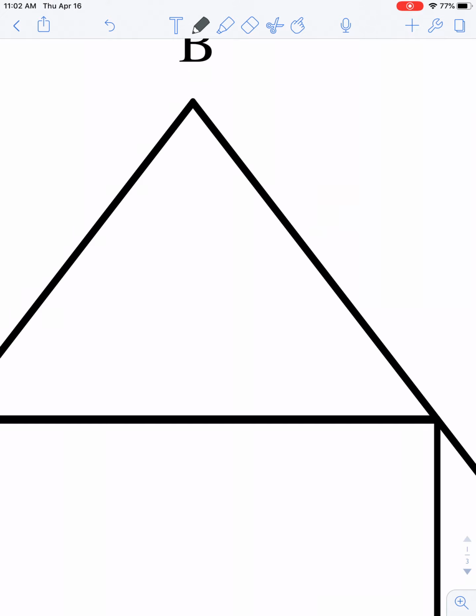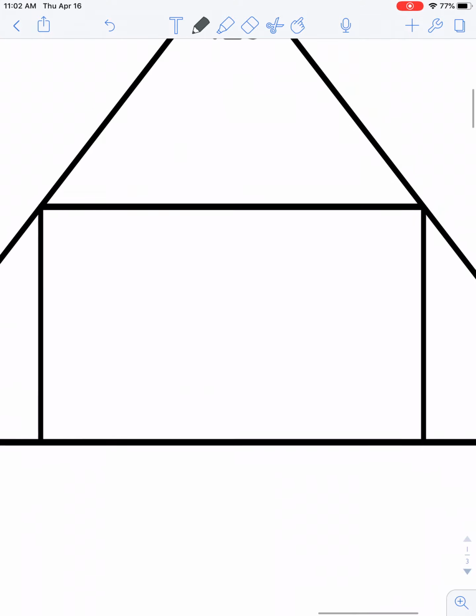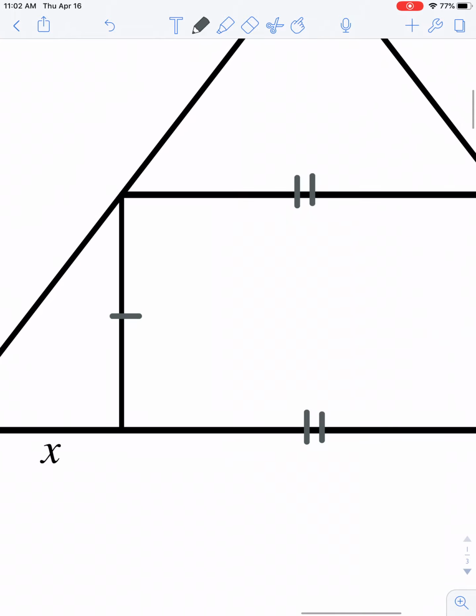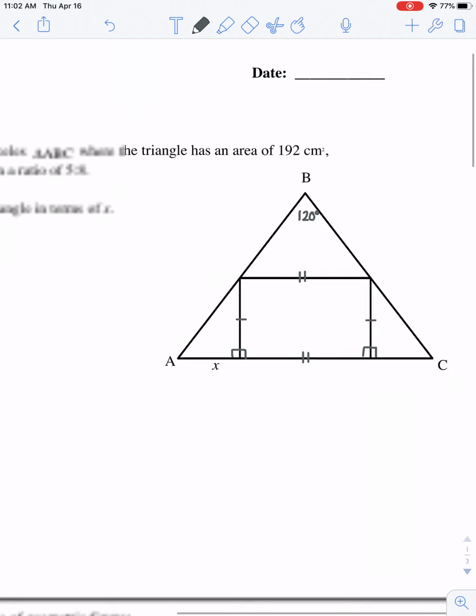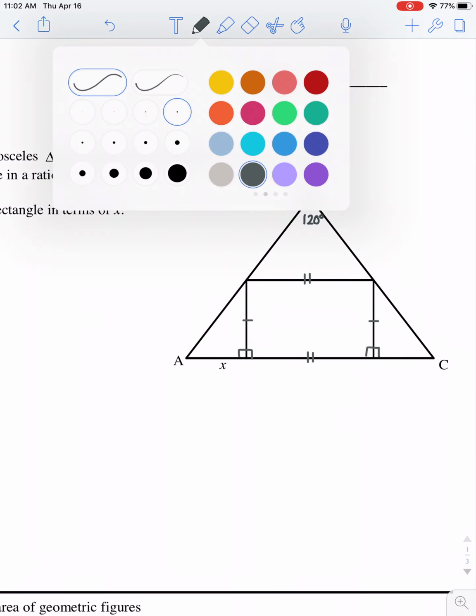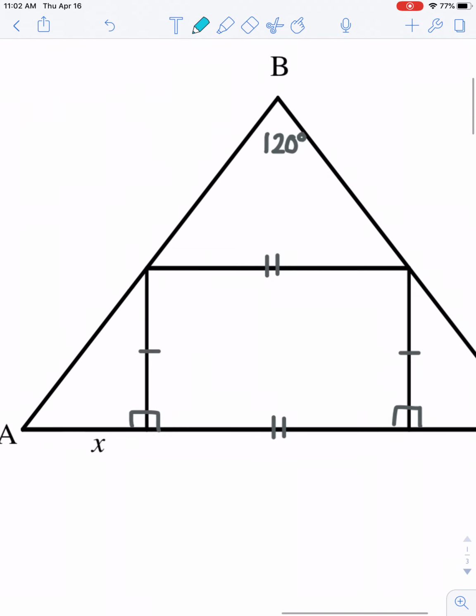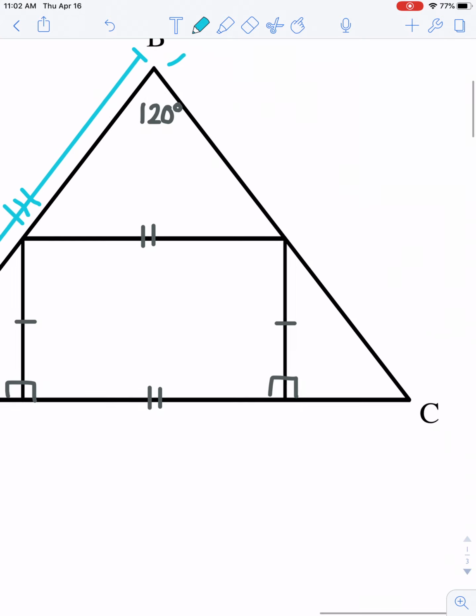So we can see that this is 120 degrees. This is a rectangle, so we know opposite sides are congruent, and that this will be 90 degrees. We also know that this is an isosceles triangle, meaning that AB will be congruent to BC.